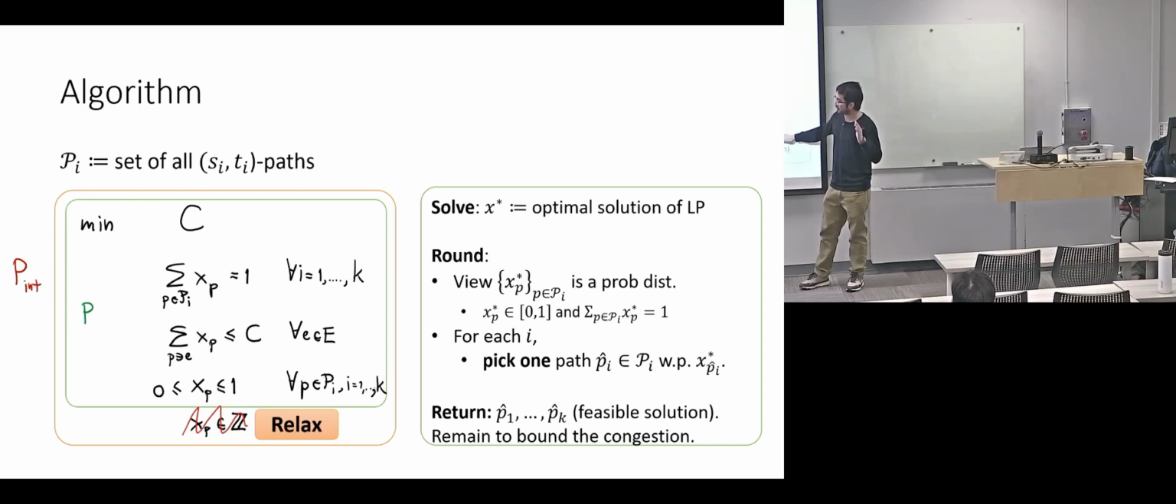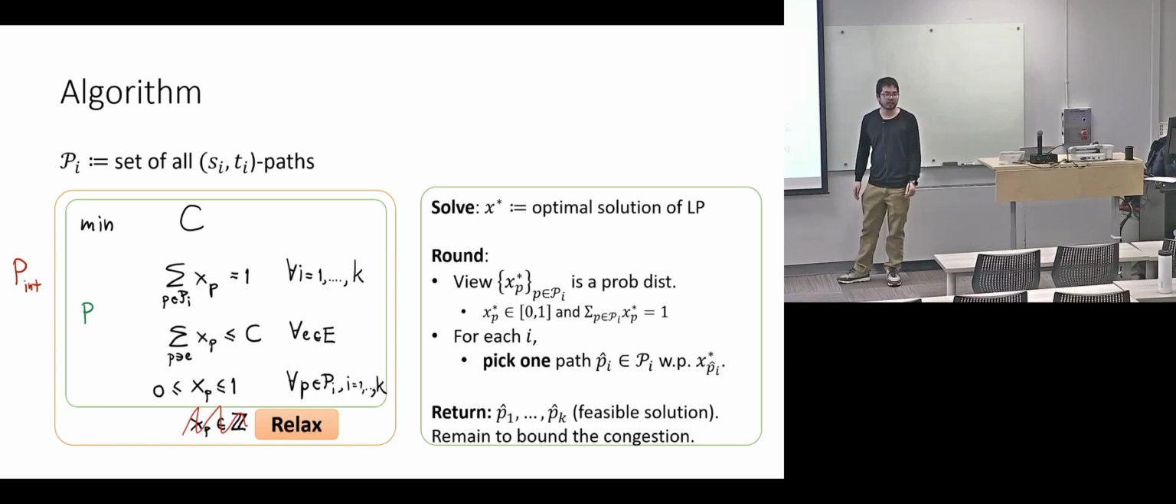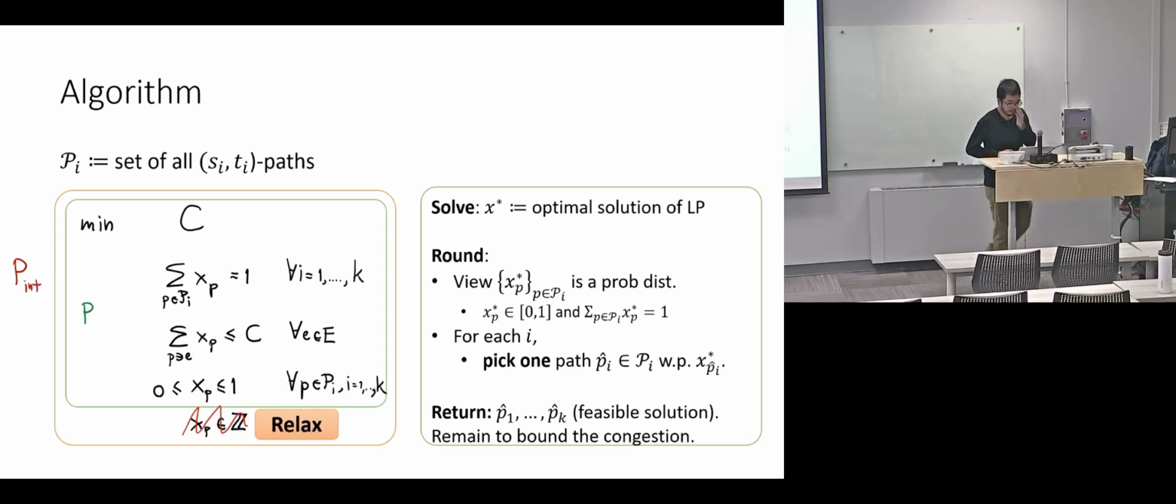With this, you're going to choose exactly one path for each pair. So it's a feasible solution. We just need to bound the congestion, just need to bound the quality of it now. Right. Are you with me?